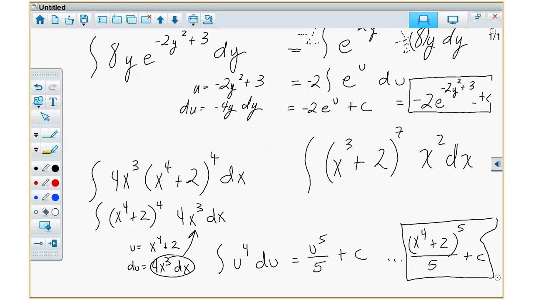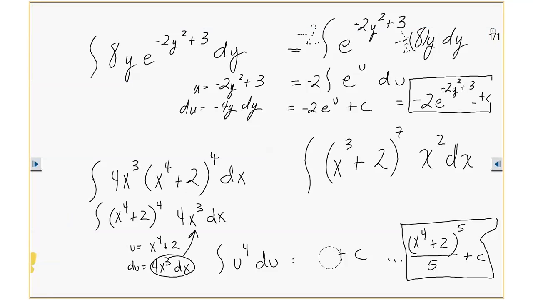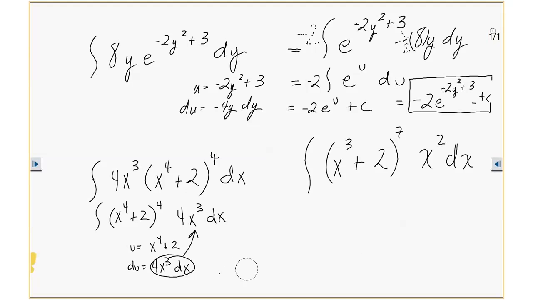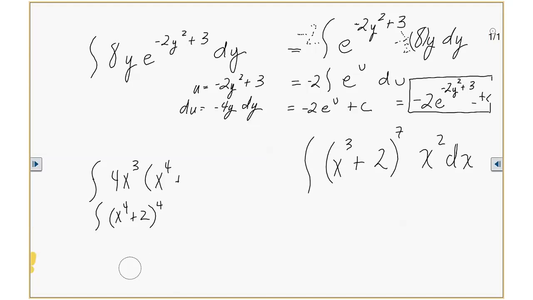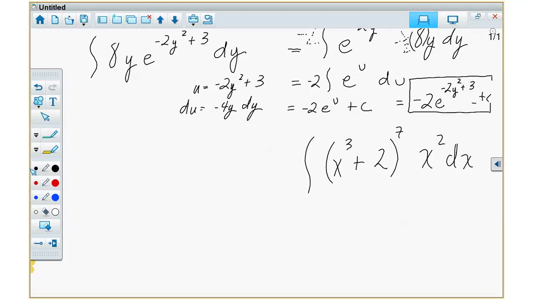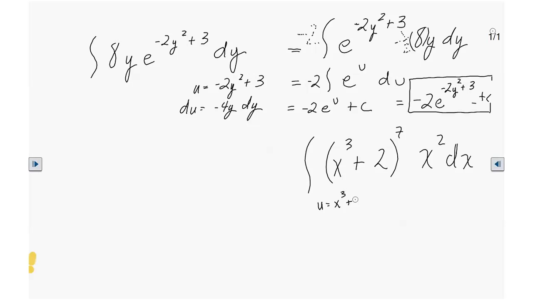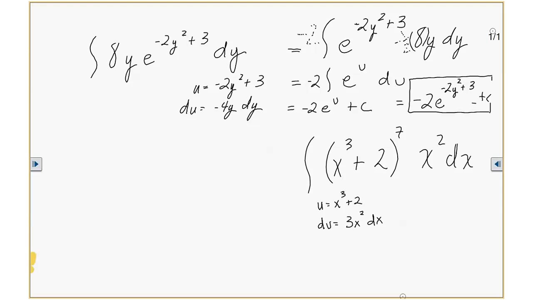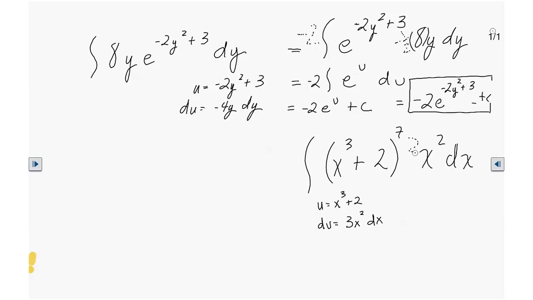All right, now try the last one. And if you can't do that one, just consider yourself a failure, because it's one of these ones. So U is equal to x cubed plus 2. du is equal to 3x squared dx. So we got to add a what to this one? 3, Hubert. That's right, class.